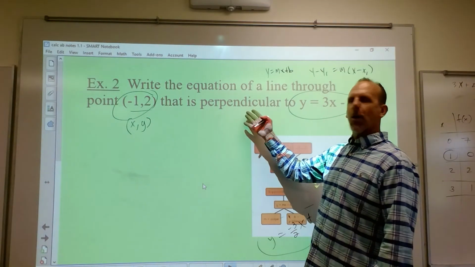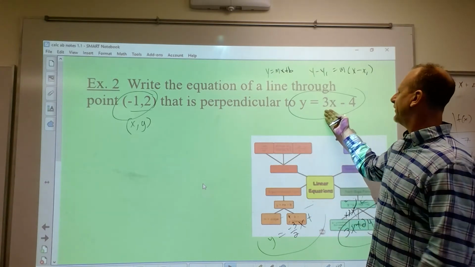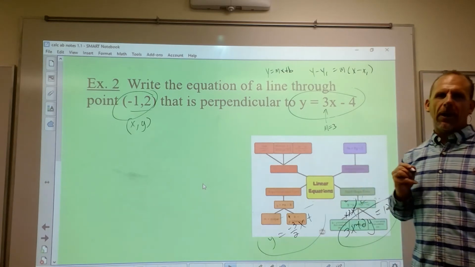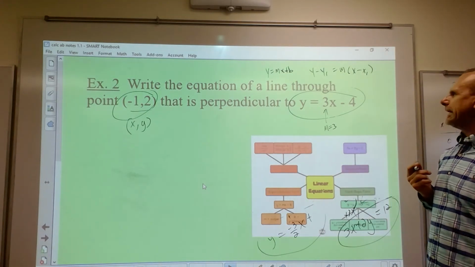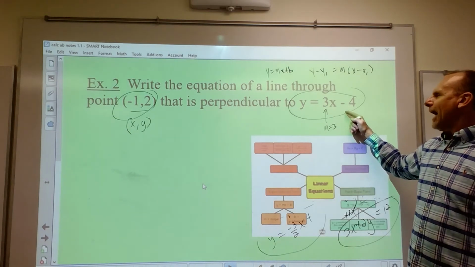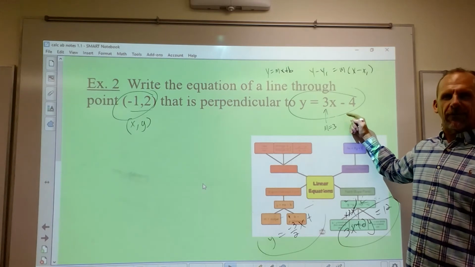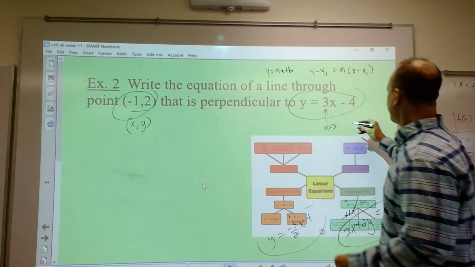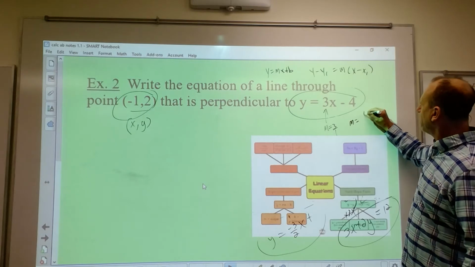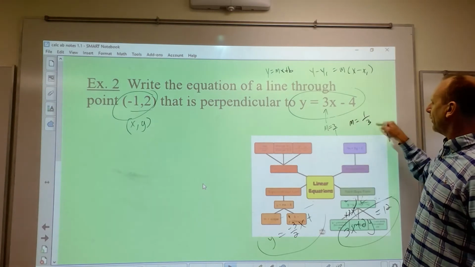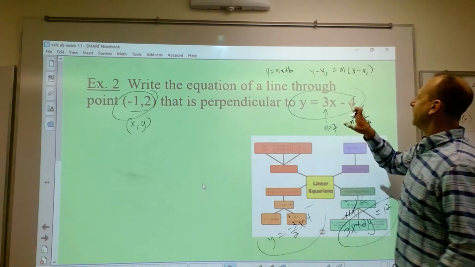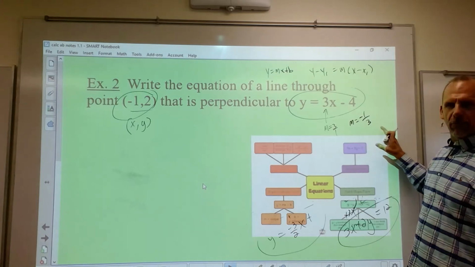Now, why did they say perpendicular to this? Okay, the slope of this is 3. What do we know about lines that are perpendicular to certain lines? If you look back to the previous note page, lines that are perpendicular have opposite reciprocal slopes. So if this slope is 3 over 1, the opposite reciprocal slope would be, flip them, 1 over 3, make a negative sign. So something that is perpendicular to this slope of 3 would be negative 1/3.